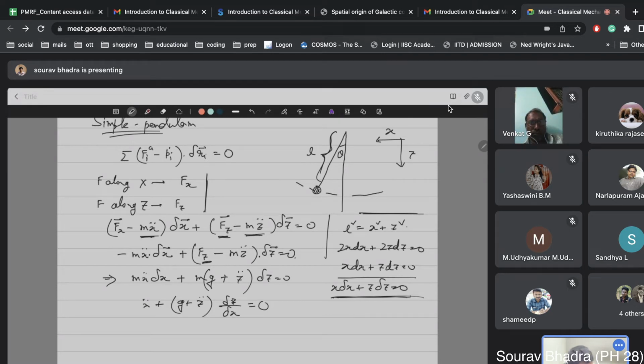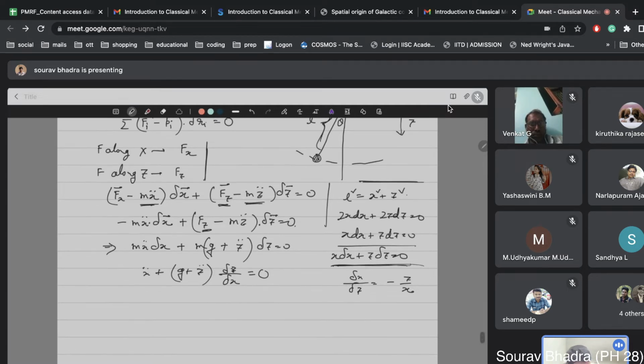Now what is delta x by delta z? That is minus z by x. Delta x by delta z is minus z by x, which means x double dot plus g z by x, with a minus sign, equals 0. So this is the equation of the pendulum, where it is only affected by the gravitational force and no other forces.